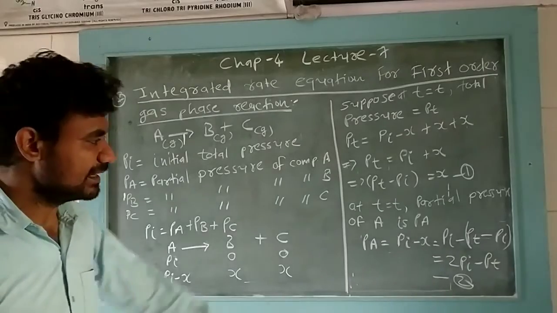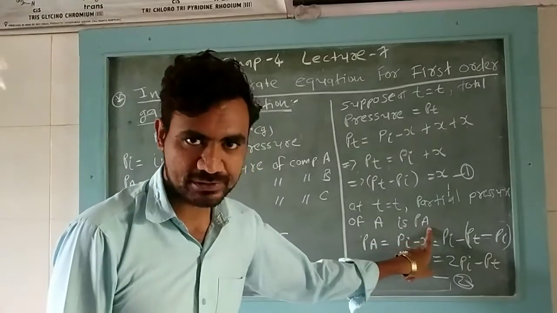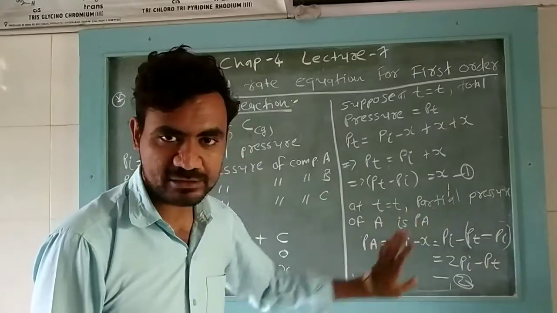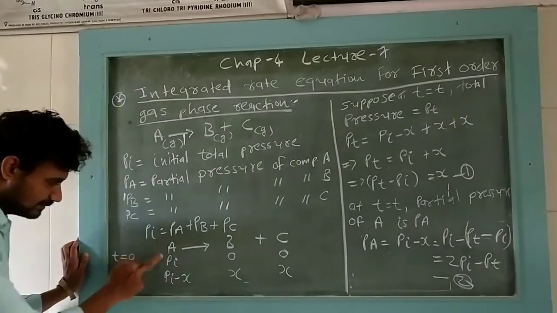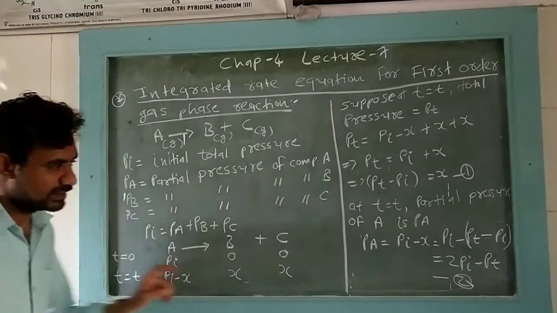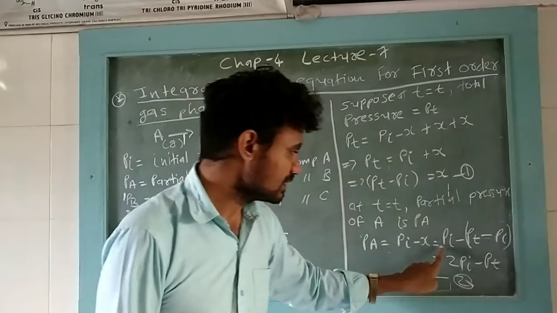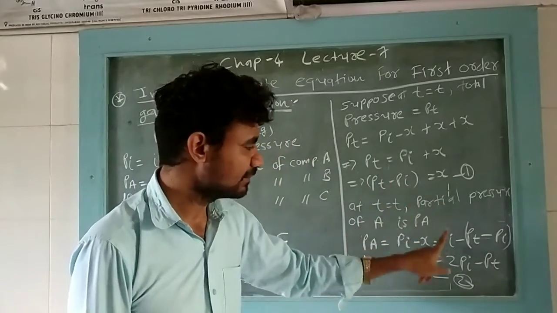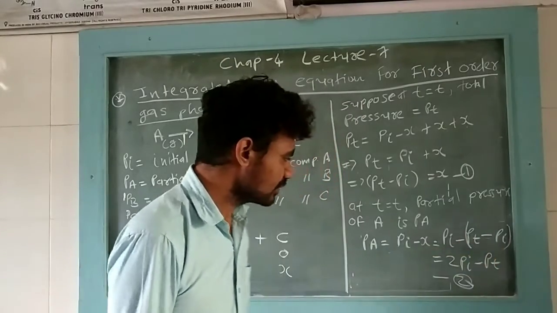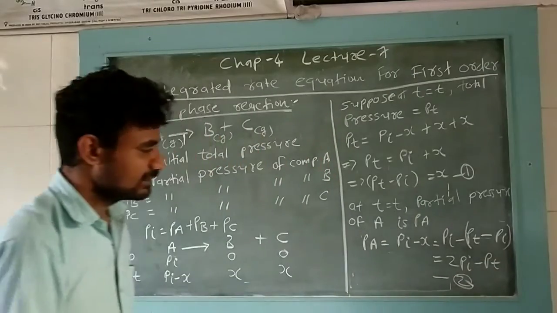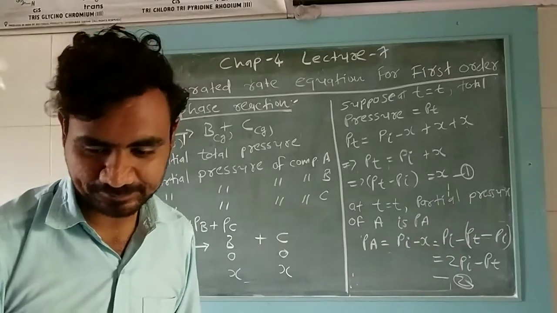Now at time t is equal to t, suppose the partial pressure of component A is Pa. So Pa is equal to Pi minus x. Instead of x I can write Pt minus Pi. So Pi minus (Pt minus Pi). Minus minus will be positive here. So 2Pi minus Pt. That is our equation number 2. Pa is equal to 2Pi minus Pt.